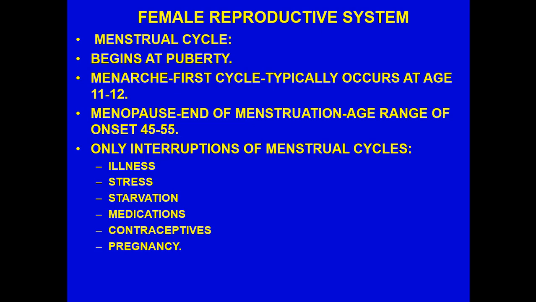There are situations that cause interruptions of menstrual cycles: illness, stress, starvation, medications, contraceptives, and of course, pregnancy. There have been those situations where individuals have said, "Oh, well, we had the baby. The woman is not still starting her menstrual cycle, so they can have intercourse again." And surprise, she was fertile. And this is where you get some of the situations where they call them the Irish twins. In other words, babies born only 13 months apart.